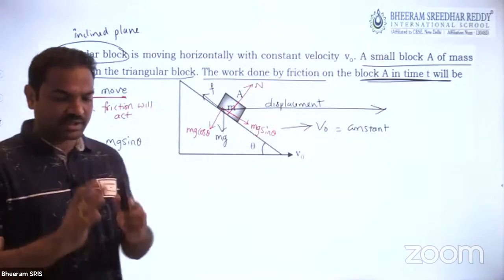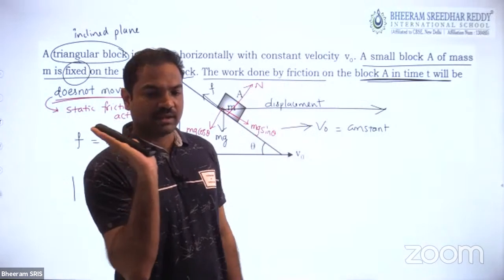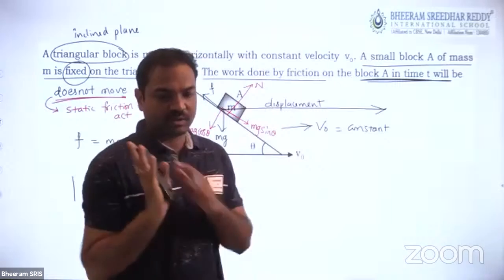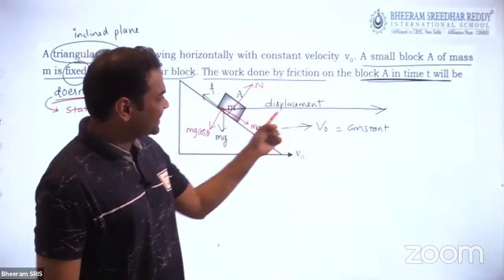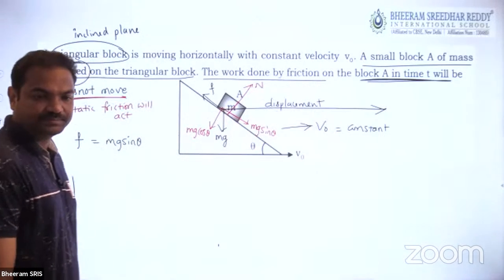Displacement of the block is horizontal. Am I right or not? See, on this incline, this object is there. The incline is moving forward. As the incline is moving forward, the object also will move forward. Horizontally it will move. This is the displacement direction. This is the force direction, the friction direction.